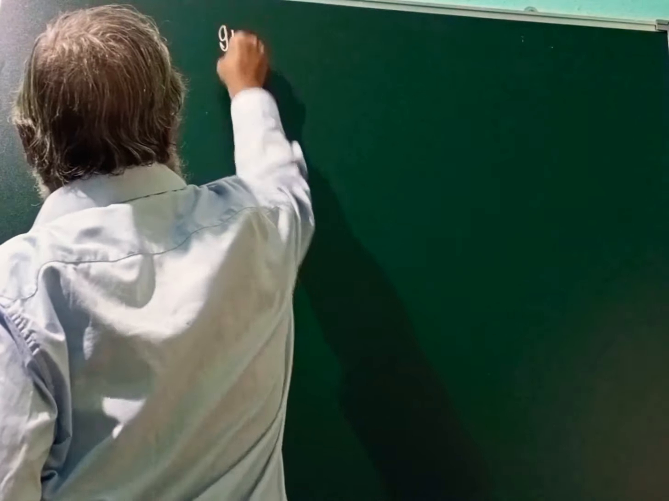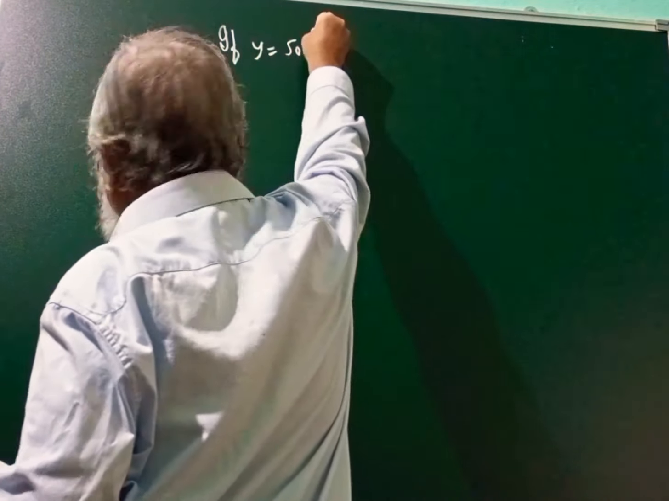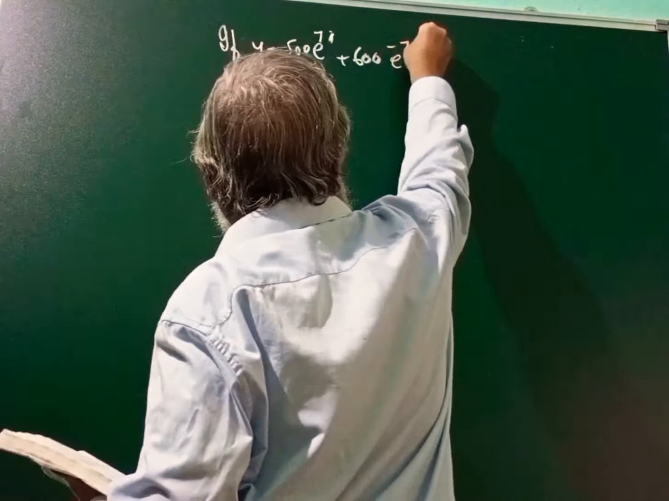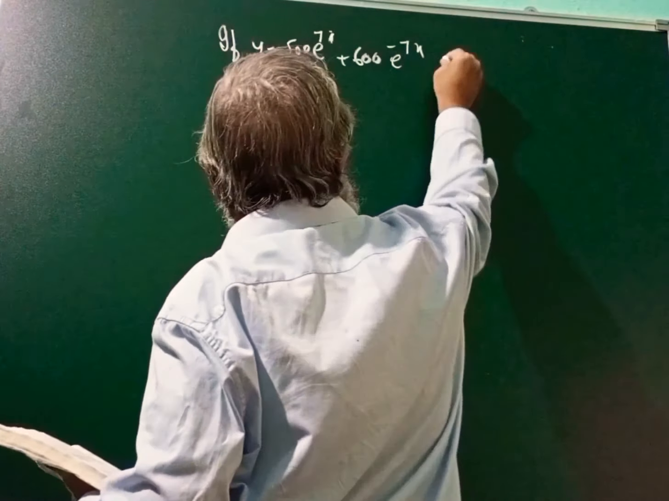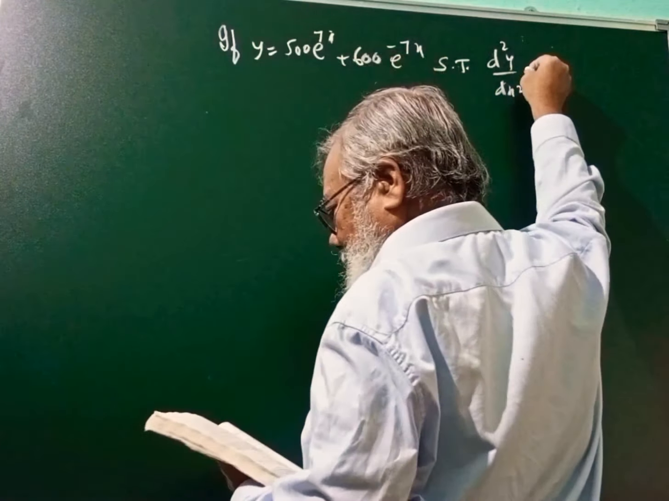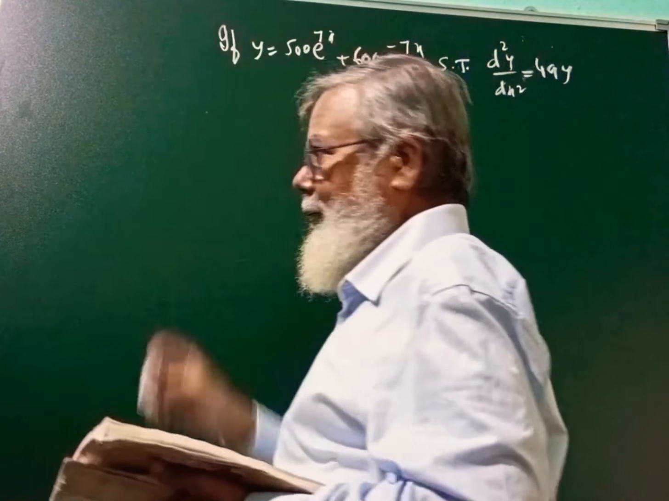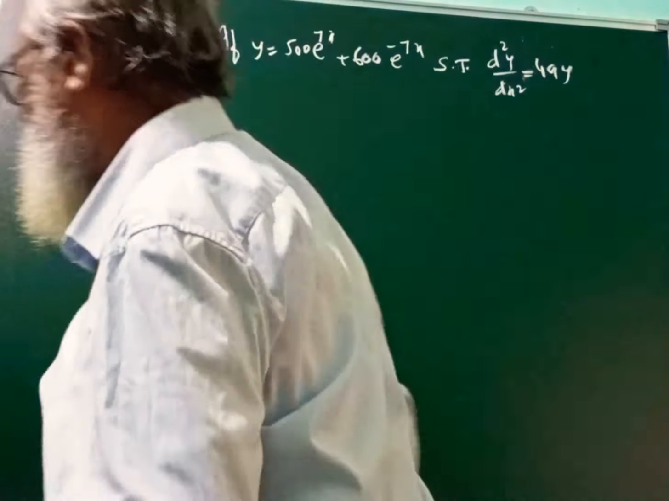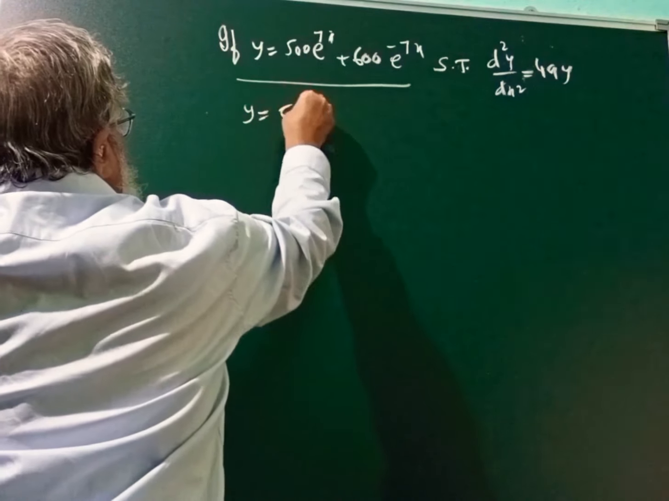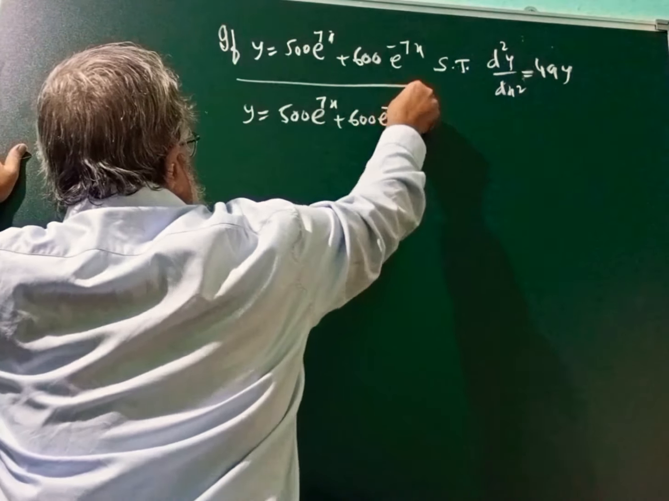Next problem. If y is equal to 500 e raised to 7x plus 600 e raised to minus 7x, show that d square y by dx square is equal to 49 y. Here, y is equal to 500 e raised to 7x plus 600 e raised to minus 7x.